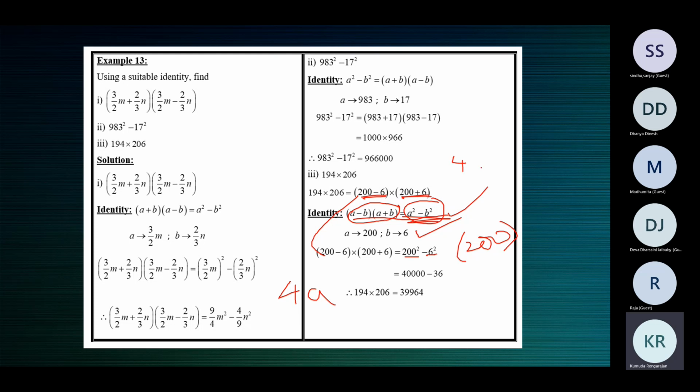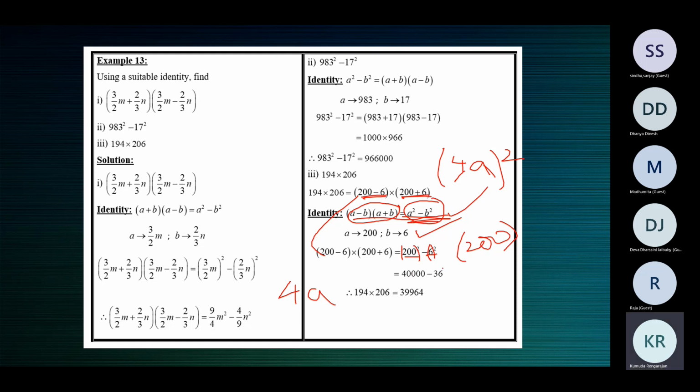But when we say 4a, it's one term, but it has two elements in it. There is 4, there is a. So 4a, you must write as 4a the whole square. A number, you don't have to put a bracket for one number. Even if you put a bracket, it's fine. So a square, 200 square, minus b square, 6 square.